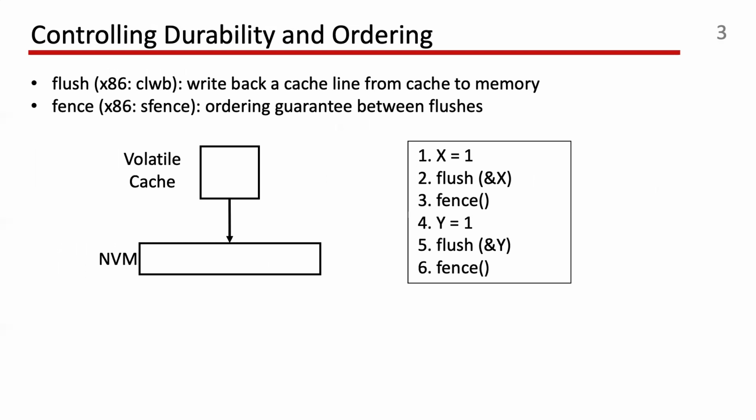Let's have an example here. After the first line is executed, x equals 1 reaches the cache. Then a flush is executed. It issues a write back from the cache. But after executing the flush, x equals 1 is not guaranteed to reach the memory. Only after the following fence is finished does x equals 1 reach the memory and become persistent. Then y equals 1 has the same flow here. So by using those two primitives, NVM programs eventually control durability of updates and ordering of durability without unnecessary persistence overhead.